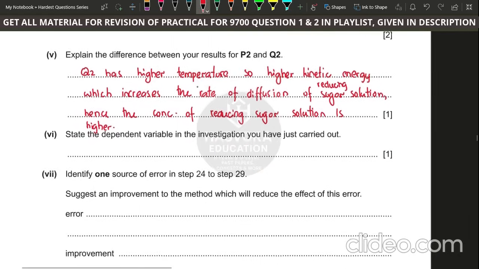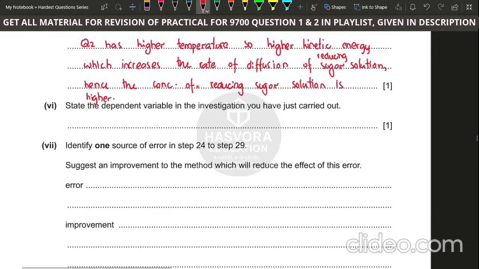Okay, state a dependent variable in the investigation you have just carried out. Now dependent variable is the one that you are looking for, the one that you are using to conclude your results, and it is fully dependent on your independent variable. Now what is the independent variable? The independent variable is the one that you are changing, and what we were changing here was the concentration. And what is dependent on the independent variable is your dependent variable, which was the time, because the time was directly influenced by your concentration. The more the concentration, the lower the time.